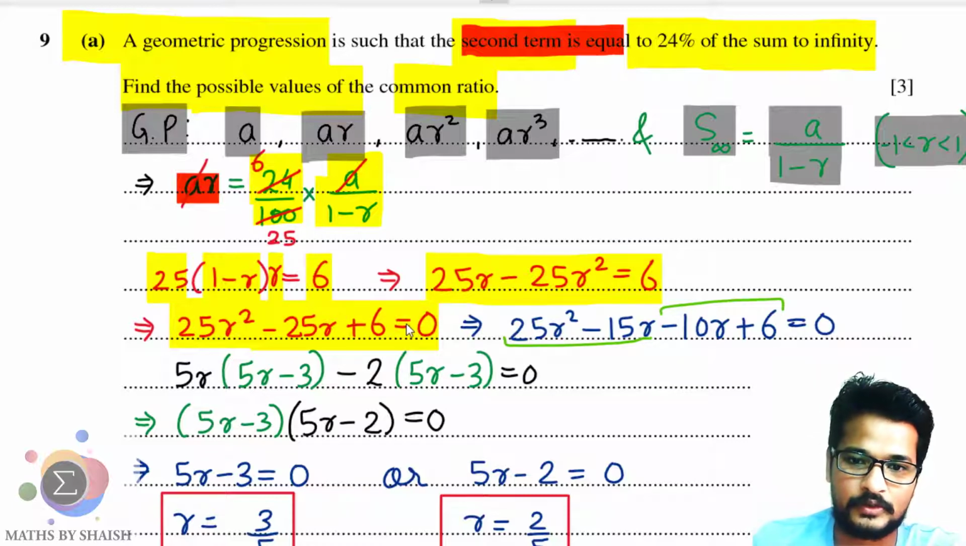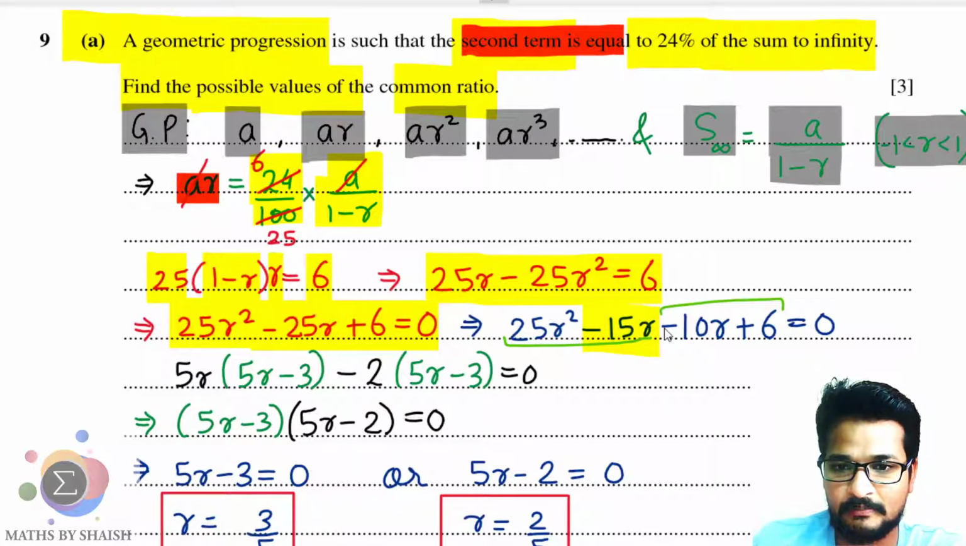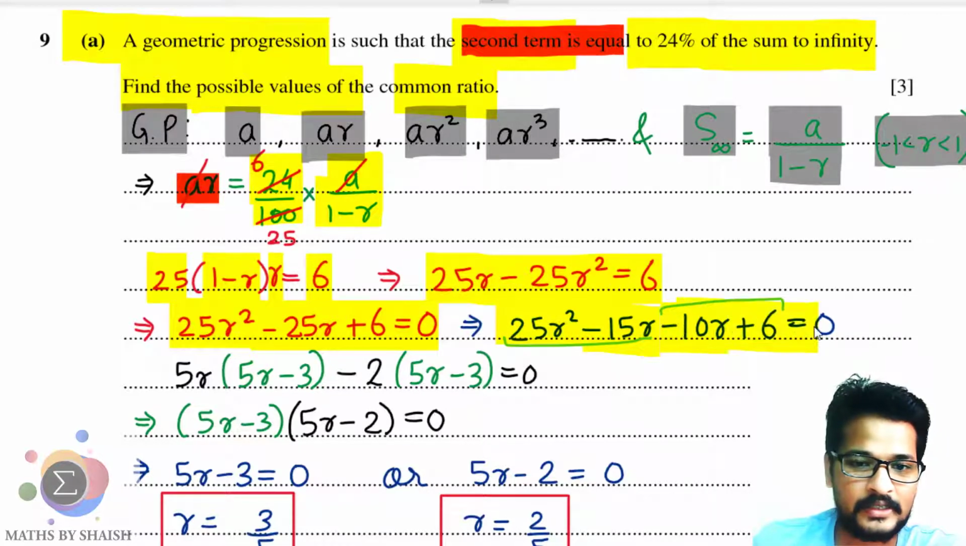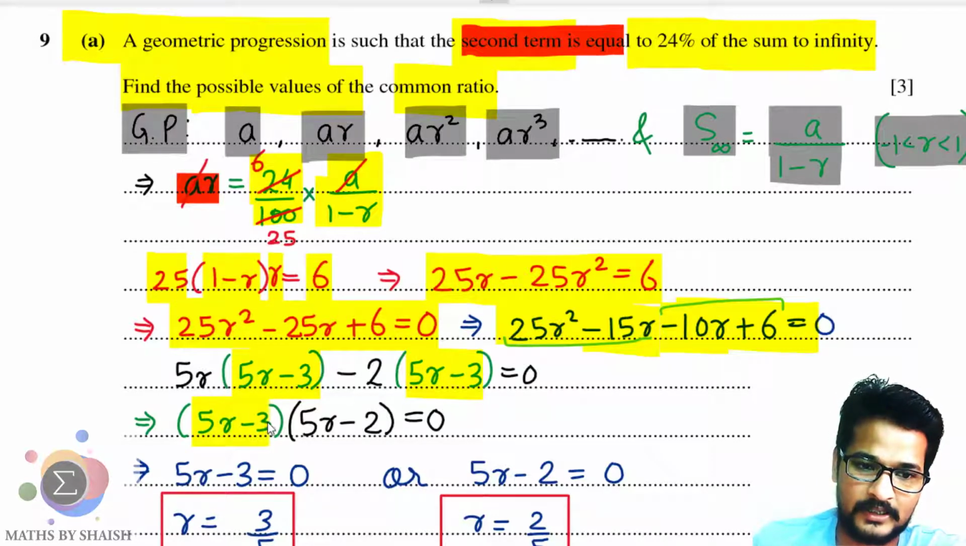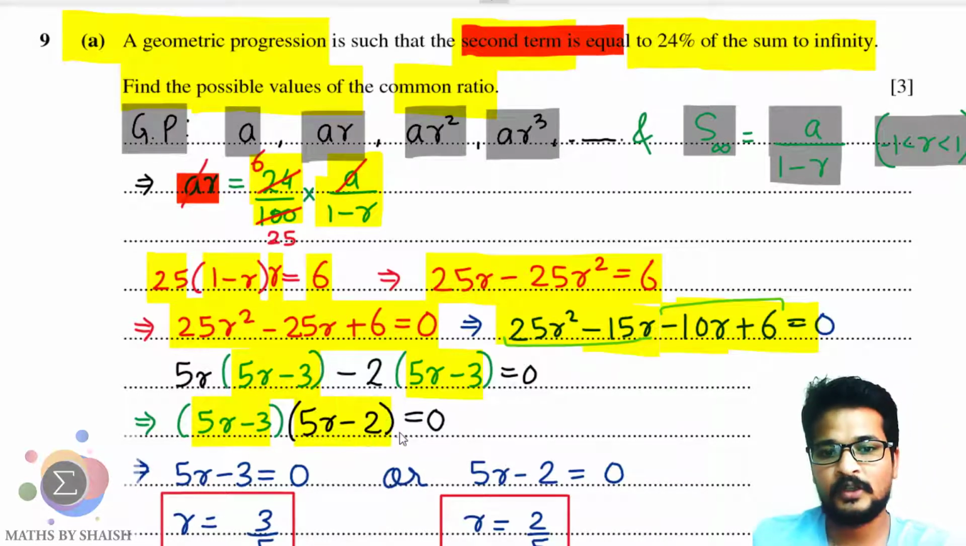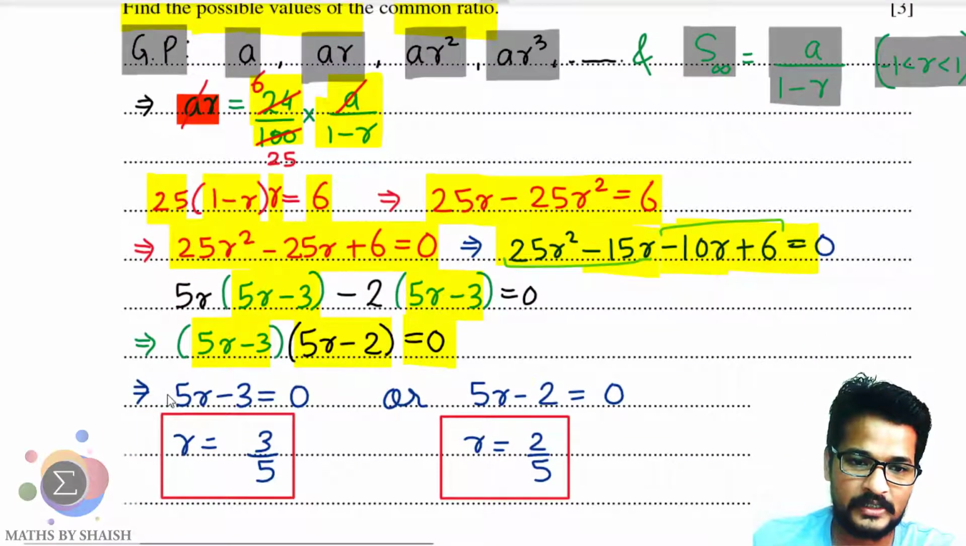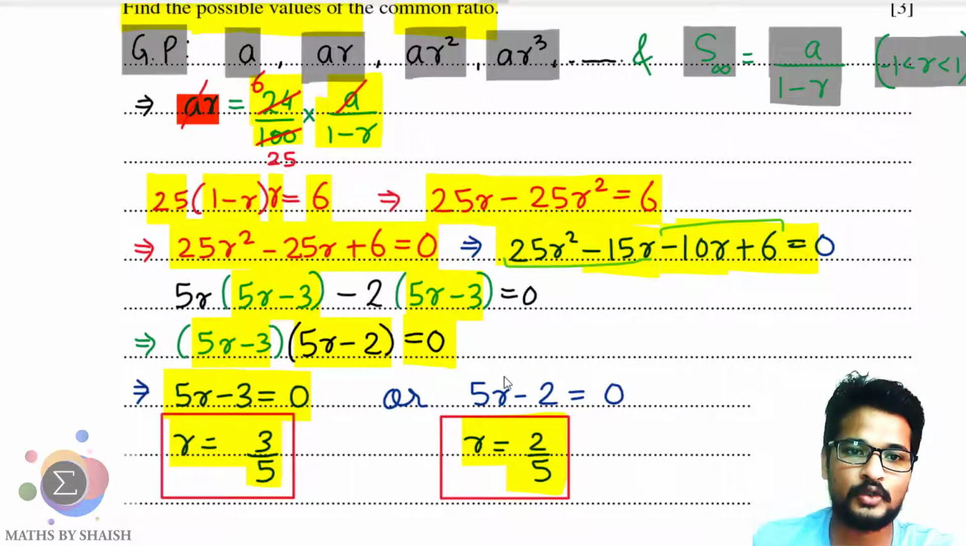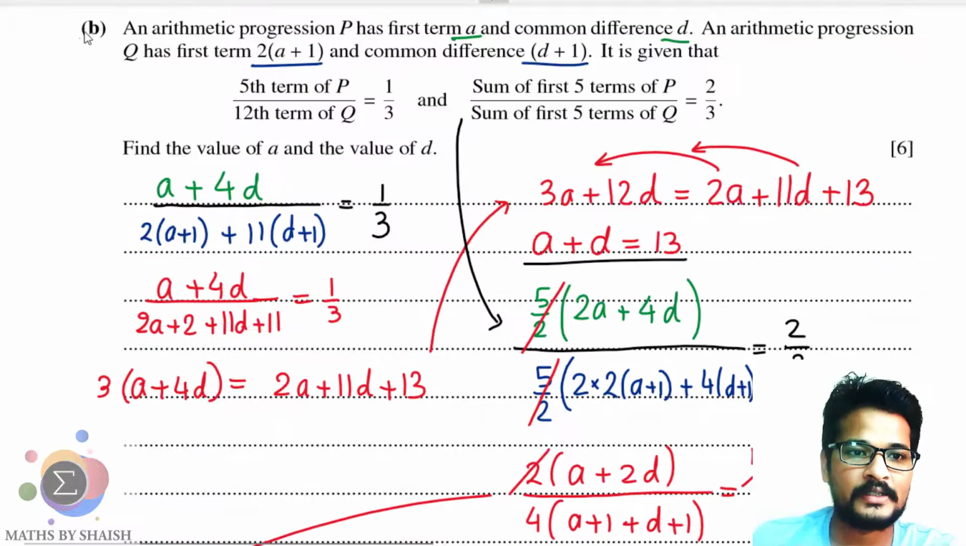We simplify and write it in the standard quadratic form, and then we can find the two roots. We can see 25 into 6 is 150, and minus 15 and minus 10 are going to be multiplied to get 150. So we can factorize them like that, and we get one factor as 5r minus 3, another as 5r minus 2. So this equals 0, meaning they individually have to be 0. r is either 3 by 5 or r is 2 by 5. That's how we get the two possible values for r, the common ratio. And here's the B part.